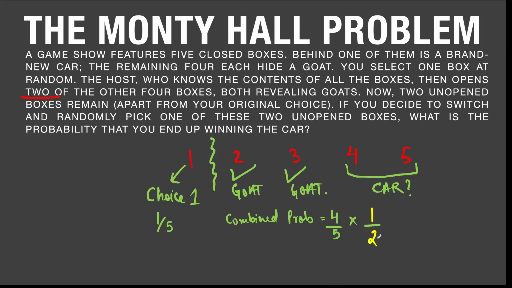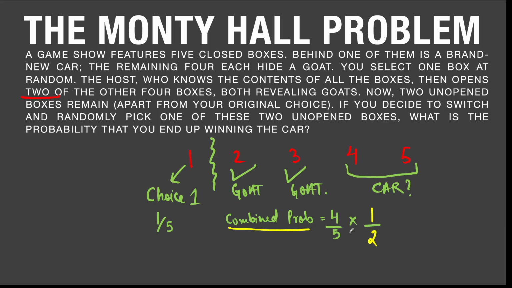Out of the 2 doors which are left behind, the probability of you getting a car is 1 by 2. So this is a conditional probability and this is a joint probability question. This is a combined probability of there being 4 by 5 outcomes. Now, when I multiply 4 by 5 with 1 by 2, I am drilling down to the point where I actually get a car.